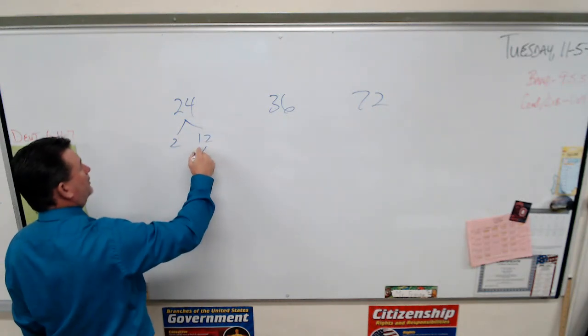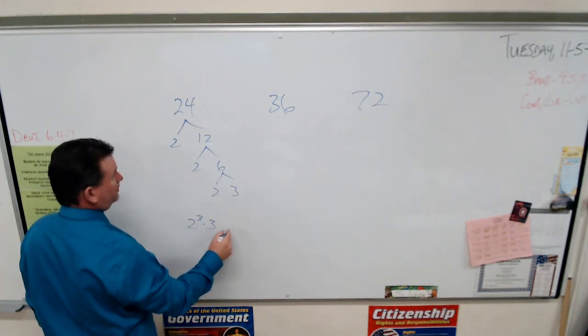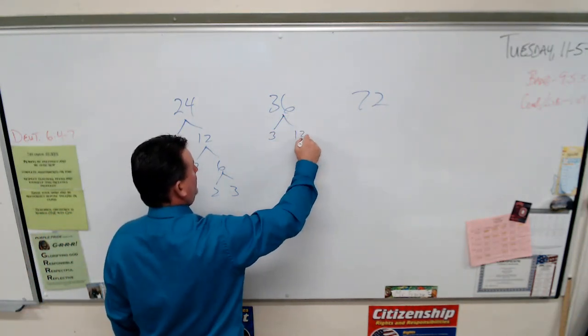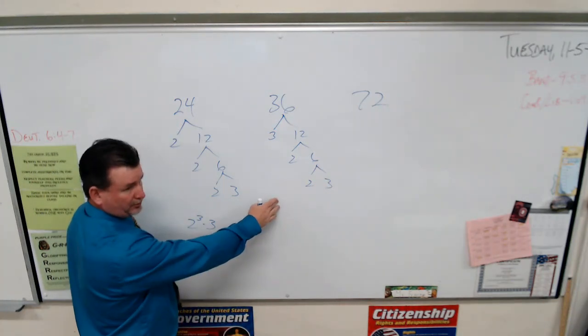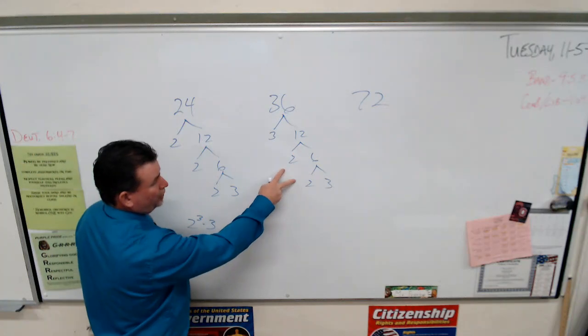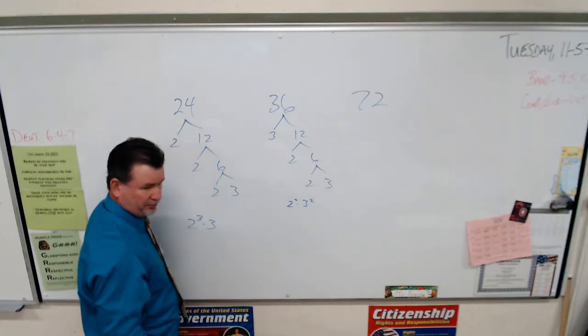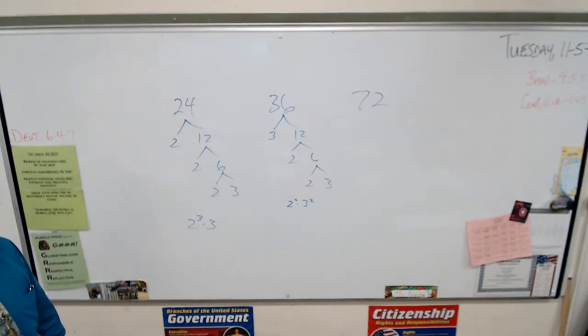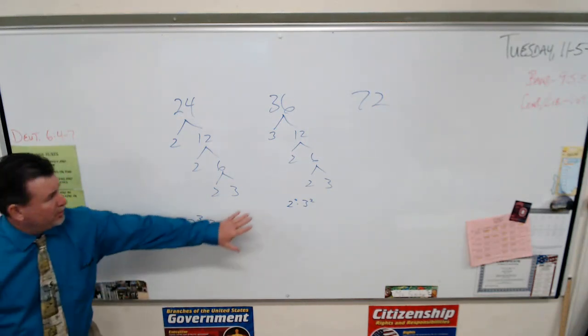2 times 12, 2 times 6, 2 times 3. I got 2 cubed times 3. 3 times 12. What do I got here? 2 squared times 3 squared. Stay with me. You should be writing this. I haven't done 72 yet. Cindy's going to tell me which 2 I am going to use. Am I going to use the 2 cubed or the 2 squared?